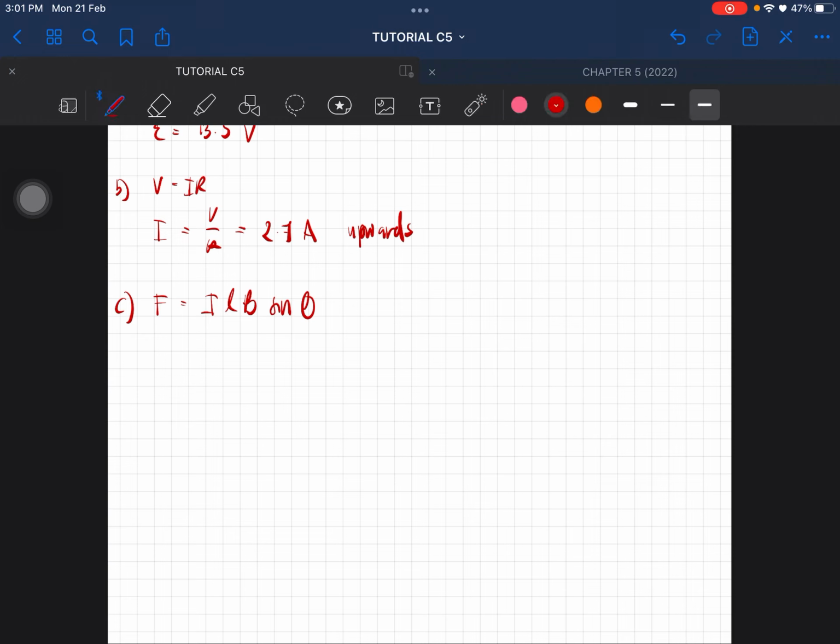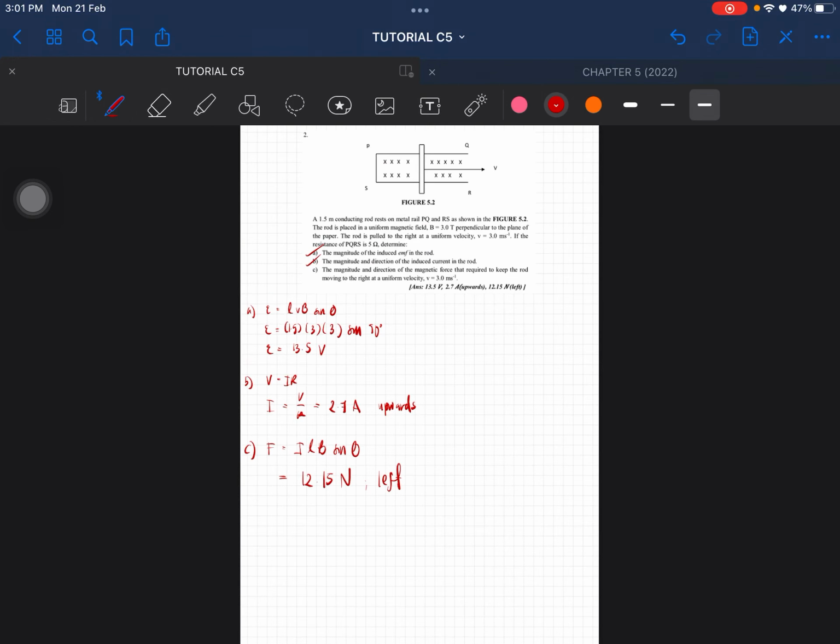So you will be using F equals ILB sine theta, so you should get 12.15 Newton, and the direction is to the left. Alright, so that is the solution for question number 2.